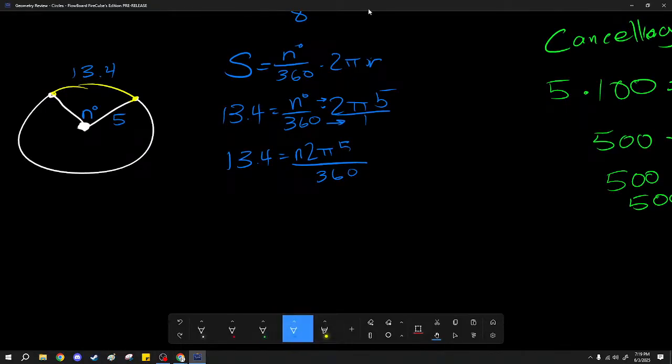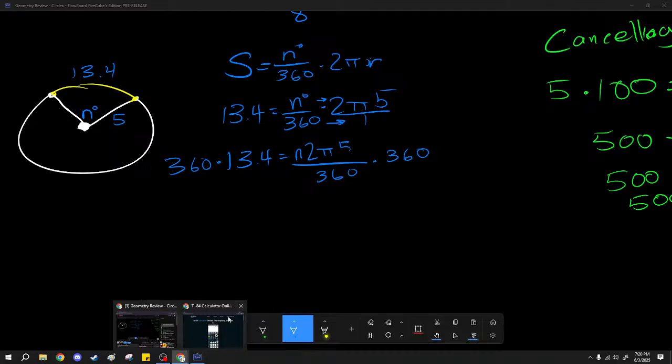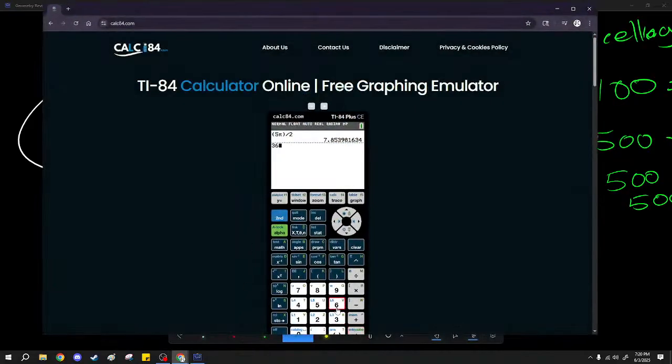I have n times 2 times pi times 5 divided by 360. I don't like that it's a fraction. Just like how I multiplied by 5 over here to get rid of it on the bottom, I'm going to multiply by 360. If I multiply one side by 360, I must multiply the other side. We get a giant number. I'll go ahead and punch that into a calculator. 360 times 13.4. I can't do that in my head. I don't expect any of you to. 360 times 13.4 is equal to 4824.